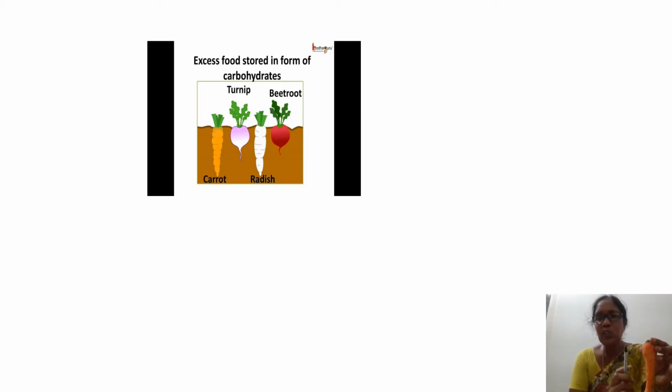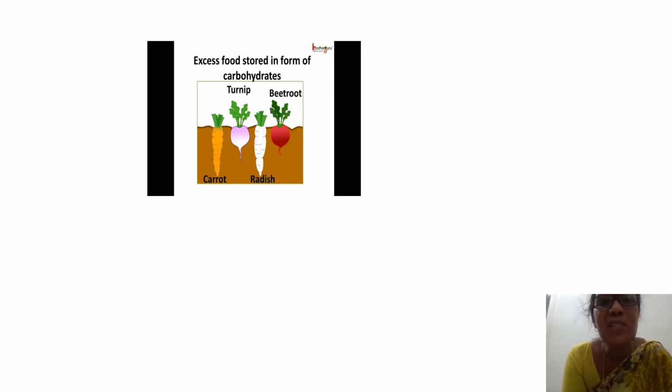So actually, what is the function of the root? It fixes the plant to the soil. This root system fixes the plant to the soil. But here, this root is storing food. That's an additional function, an extra function. So what's the extra function here? Storage. So here the root is modified to store food.